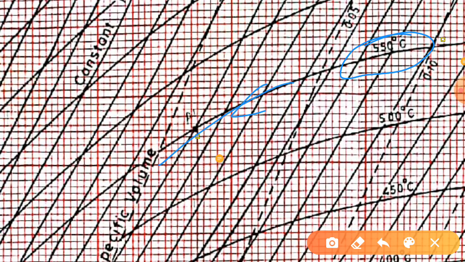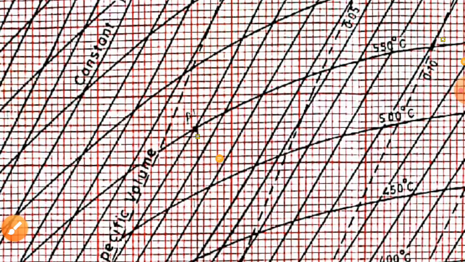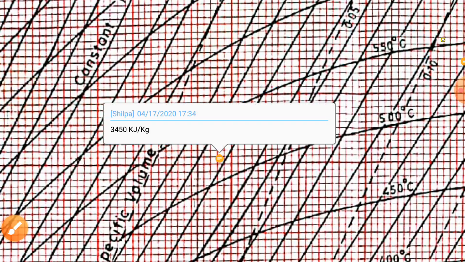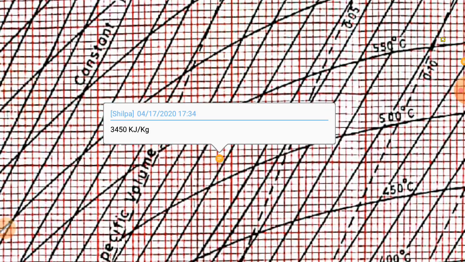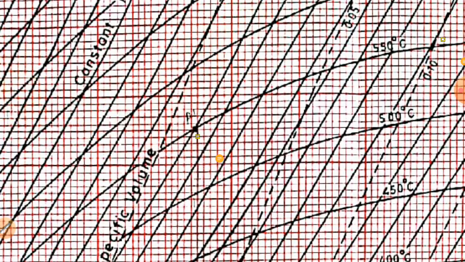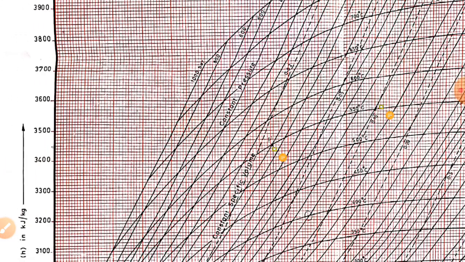So I am moving in this direction. Wherever both have intersected, I have marked the point 1, wherein I am able to obtain enthalpy as 3450 kilojoule per kg. So this is H1, 3450.